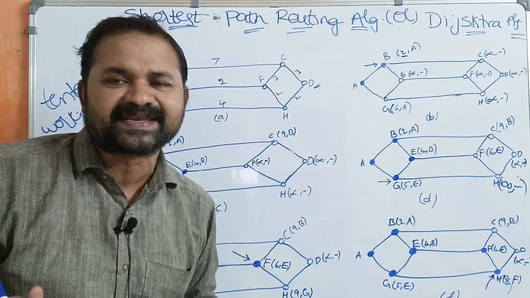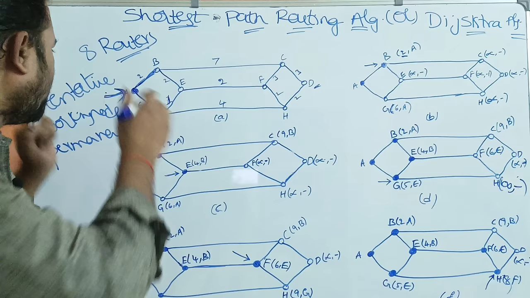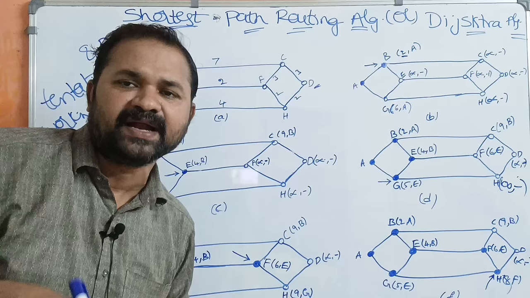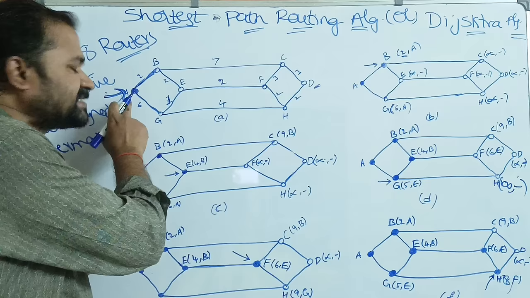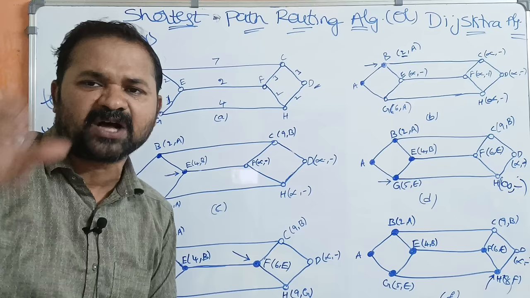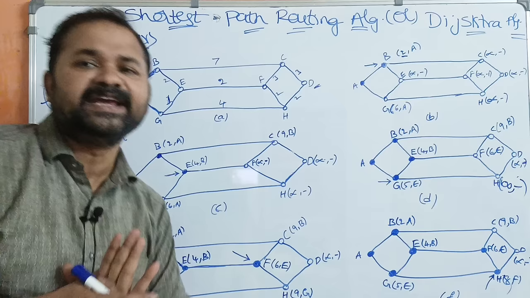Here our major aim is to find the shortest path from the source router to the destination router. Let us assume that the source router is A and the destination router is D. So we have to find the shortest path from the source node A to the destination node D.